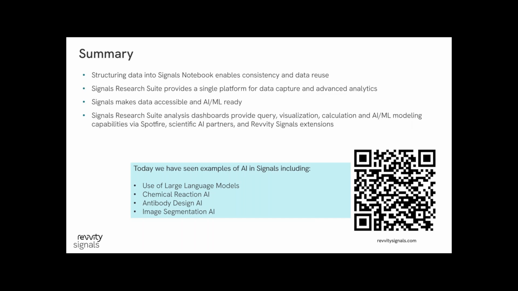And then the fourth point I would make is that in Signals we have these analysis dashboards, and they've had some machine learning and AI that we really haven't been talking about, but they provide the ability to do querying, visualization, and calculations, a lot of it with structure activity relationship, for example. We're also extending some of this with our linkage and relationship with Spotfire, providing access to partners to link into our system to provide scientifically relevant integrations. And we're using a lot of these APIs to provide the Revvity Signals extensions themselves. And again, there's that QR code if you'd like to learn more.